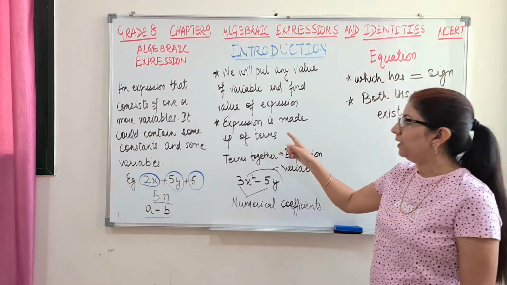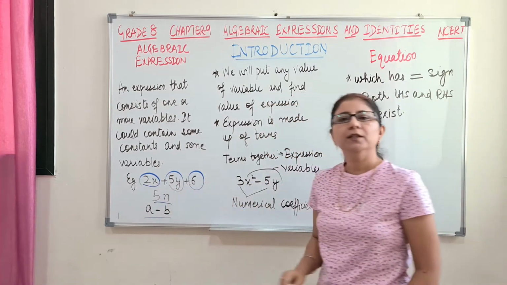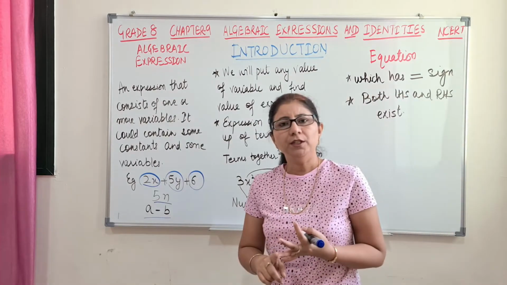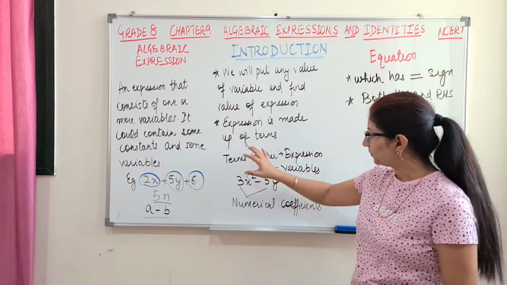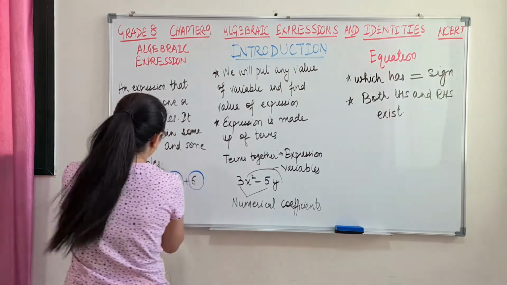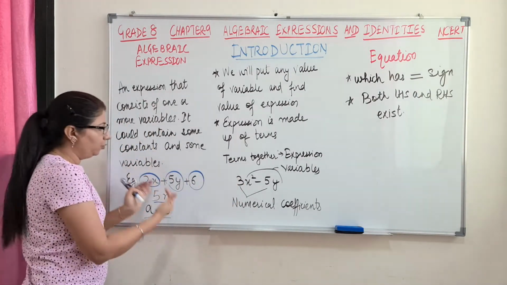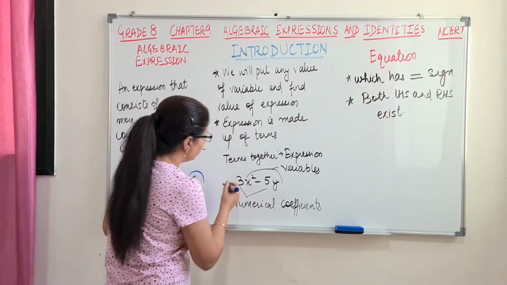So an expression is made up of terms. I already mentioned that in this example we have three terms. We can have one term, two terms, three terms, or many terms according to our requirement. These separate terms 2x, 5y and 6 are combined together and overall they form an expression. For example, let's consider this.